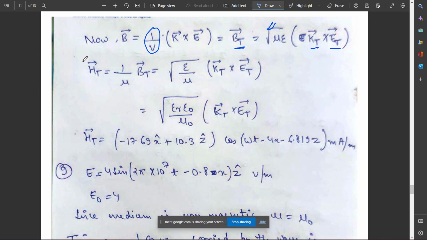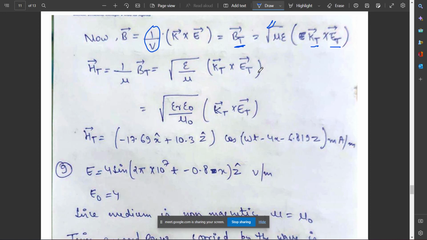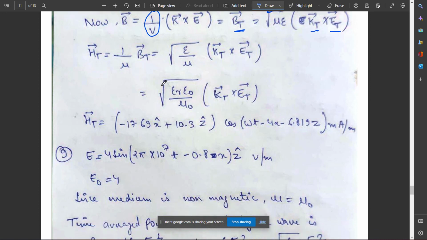Magnetic field HT will be equal to 1 upon mu BT. So we will divide it by mu, and we will get something like under root epsilon upon mu KT cross ET, right? We'll put all the values. We know KT, we know ET, we know epsilon R, we know epsilon naught, we know mu naught. We will put all these values and we will get HT.